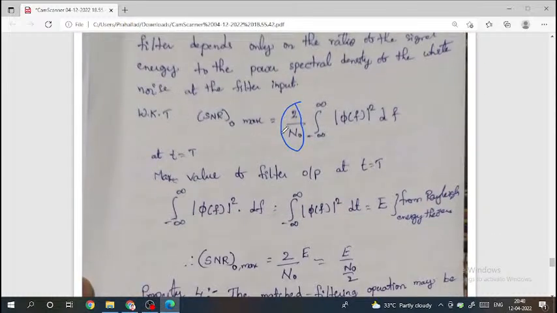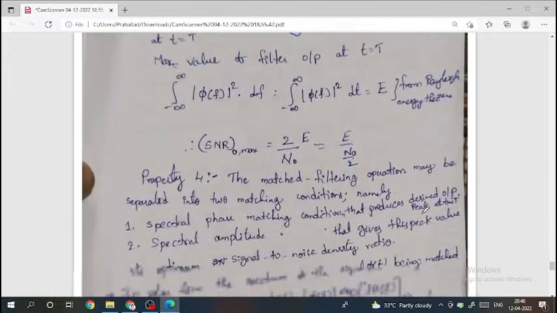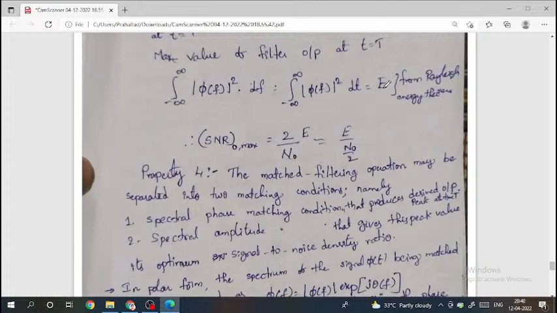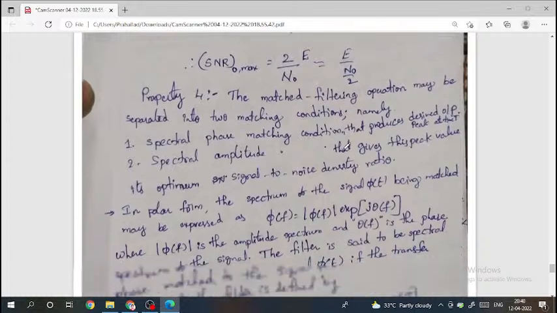So how will we get this? You know this expression for maximum signal to noise ratio, at small t equals capital T, the maximum value of the filter output is the integral from minus infinity to infinity of mod phi of f into df, which equals E, again from Rayleigh's energy theorem. Then this can be substituted as capital E. So this can be written as capital E divided by N naught by 2, which shows that E is the ratio of the signal energy to the power spectral density of the white noise. That is about property 3.